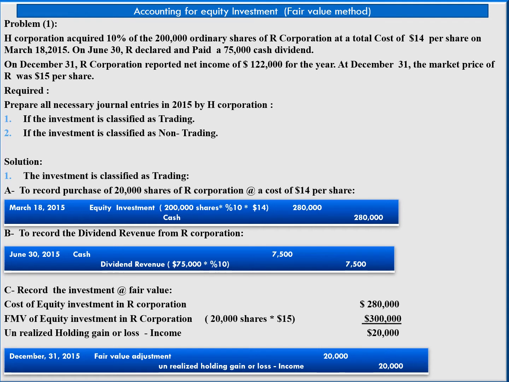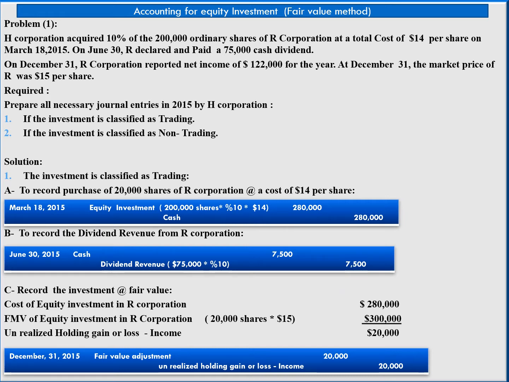In this case, we compare the cost and the fair market value. The unrealized holding gain or loss resulting from the comparison will be considered part of the income statement in case of trading investment. When I compared the cost and the fair market value, notice that the cost is less than the fair market value, so the result will be an unrealized holding gain. Right?